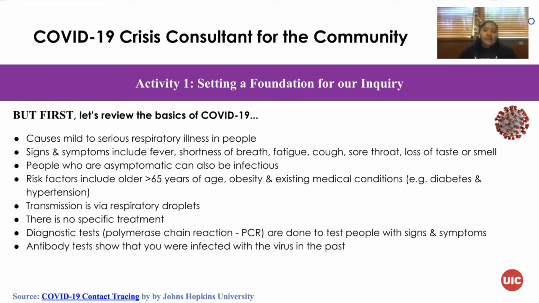People who are asymptomatic can also be infectious. Now, I don't know if you guys remember, but asymptomatic means people that don't show symptoms. And then risk factors include people that are over the age of 65, are obese, and have existing medical conditions. The reason why is because these people tend to be more vulnerable to COVID. Some other things: transmission is via respiratory droplets. That's why we say that you should wash your hands frequently and always wear face masks.